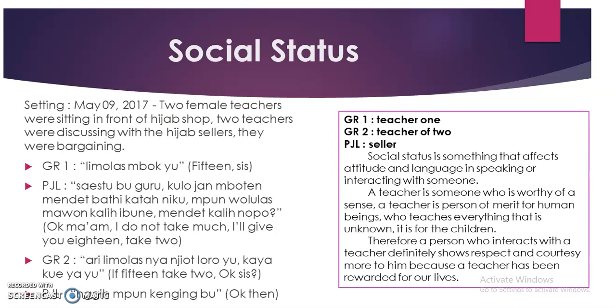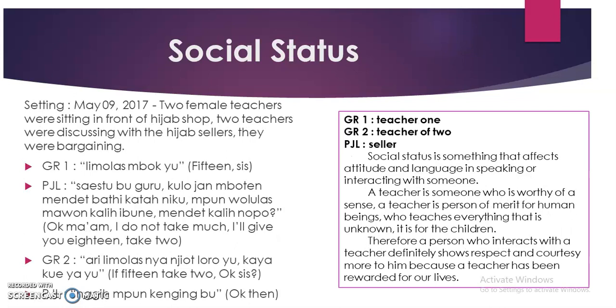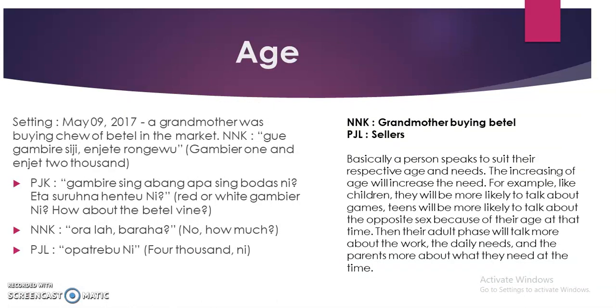The next is social status. Based on the conversation, it is very clear the form of praise performed by the hijab vendor to the teacher, by speaking with the Rombel language used to honor someone. So, therefore, a person who interacts with a teacher definitely shows more respect and courtesy to him or her because a teacher has been rewarded for our life. And then age. So, the shapes that have been shown as in the above conversation are the ones that fit into their respective facts.